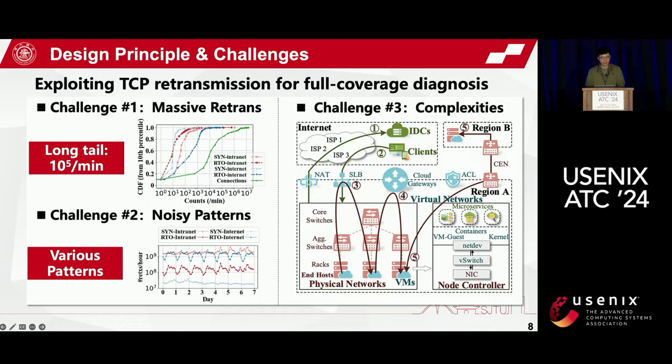In practice, AND further encounters three deployment challenges. Firstly, production clouds unexpectedly show massive retransmissions. For example, the number of retransmissions of a single microservice instance reaches 10 to 1 million per second and shows a long-tail nature. Secondly, the retransmissions are too noisy to reflect anomalies that cause SLA violations.